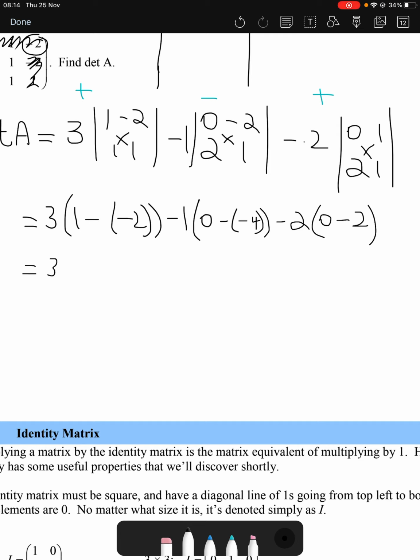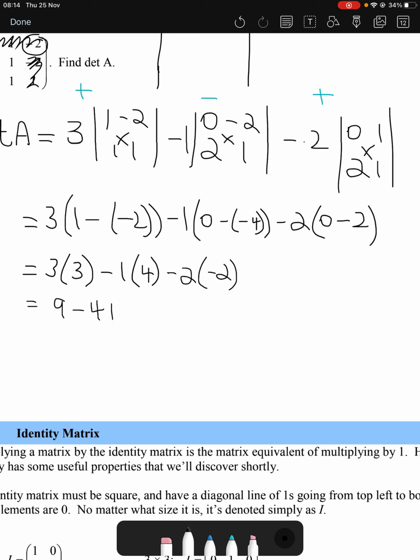So we're figuring it out. So 3, that's obviously 1 plus 2, which is 3, minus 1 times 4, minus 2 times -2. So this gives you 9 minus 4 plus 4, which is 9.